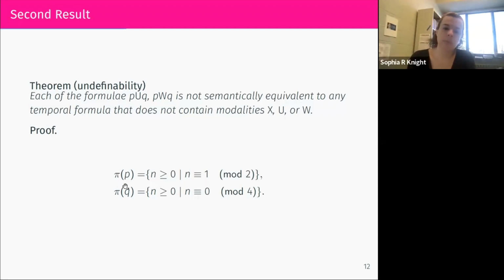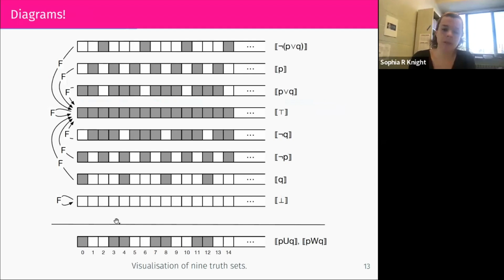So our model is going to make p true at all the odd numbers, and it's going to make q true at all the numbers divisible by 4. I'll show you a picture of the model now. Okay, so this is actually the truth set algebra, and again, black is true, white is false. So you see the truth set for p here, all the odd numbers, we count from 0. And the truth set of q is here, all the numbers divisible by 4.